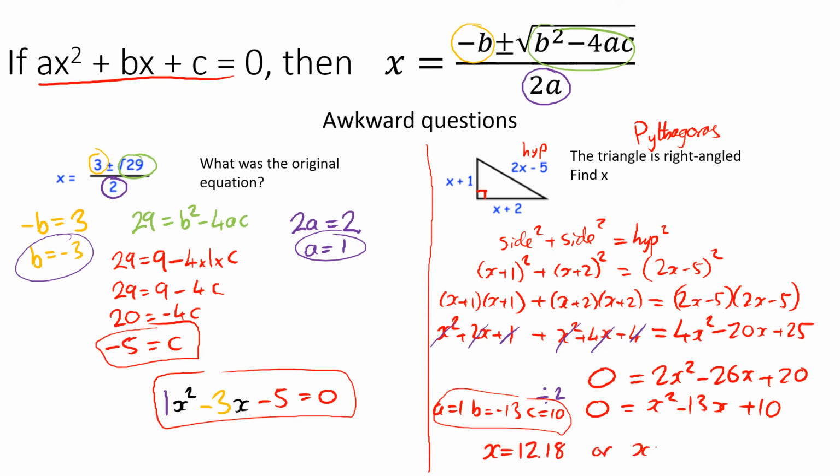or x is 0.82. Now again, you have to think about this as a shape. Are any of those not possible? They're both positive, so that looks okay. But if you substitute this into the hypotenuse, which is 2x minus 5, you actually get a negative result. So it ends up being that that can't be right, and this is the right answer.